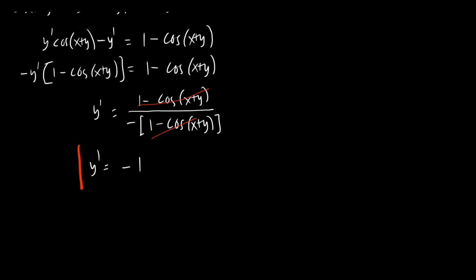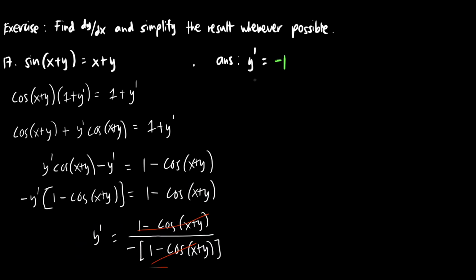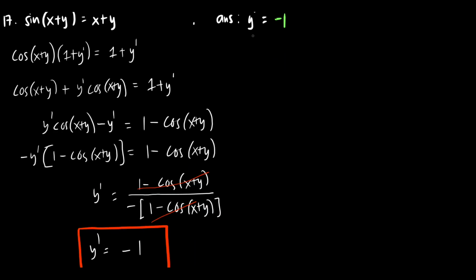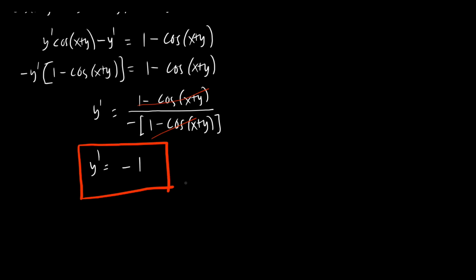So let's check if our answer is correct. y prime is equal to negative 1. So the answer is y prime equals negative 1, so our answer here is correct. So let's proceed to another number.